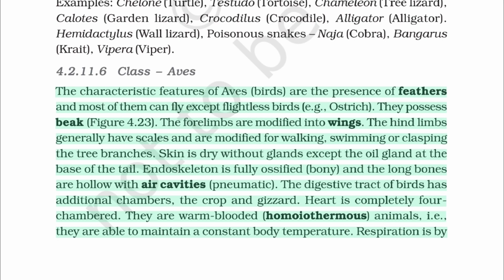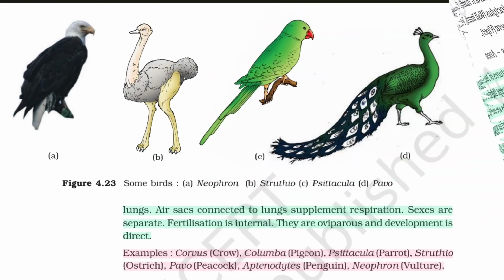The digestive tract of birds has additional chambers, the crop and gizzard. Heart is completely 4-chambered. They are warm-blooded, homeothermous animals, that is, they are able to maintain a constant body temperature. Respiration is by lungs. Air sacs connected to lungs supplement respiration. Sexes are separate. Fertilization is internal. They are oviparous and development is direct. Examples: Corvus, crow; Columba, pigeon; Psittacula, parrot; Struthio, ostrich; Pavo, peacock; Aptenodytes, penguin; Neophron, vulture.